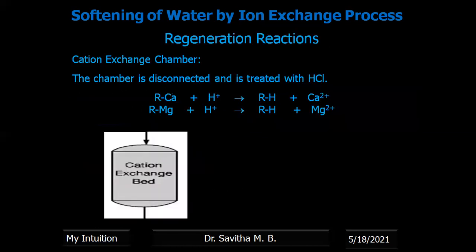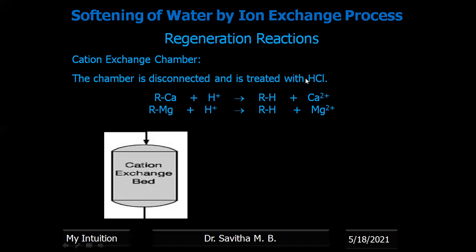Okay. Now once in the cation exchange bed all the replaceable hydrogen in the resin has been replaced by cations, that is calcium or magnesium, and all the sites are full of cations, you cannot use it again. You have to regenerate. How to regenerate? You have to just disconnect the anion exchange chamber, and for the cation exchange chamber you have to pass hydrochloric acid.